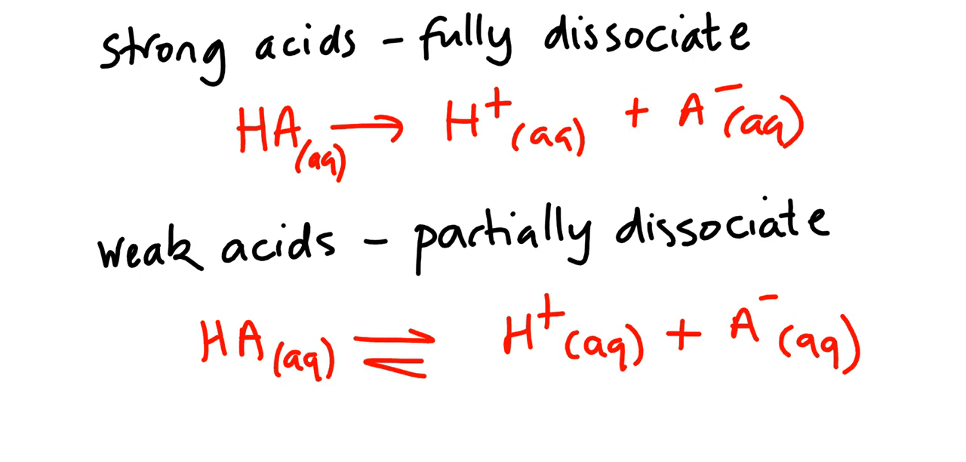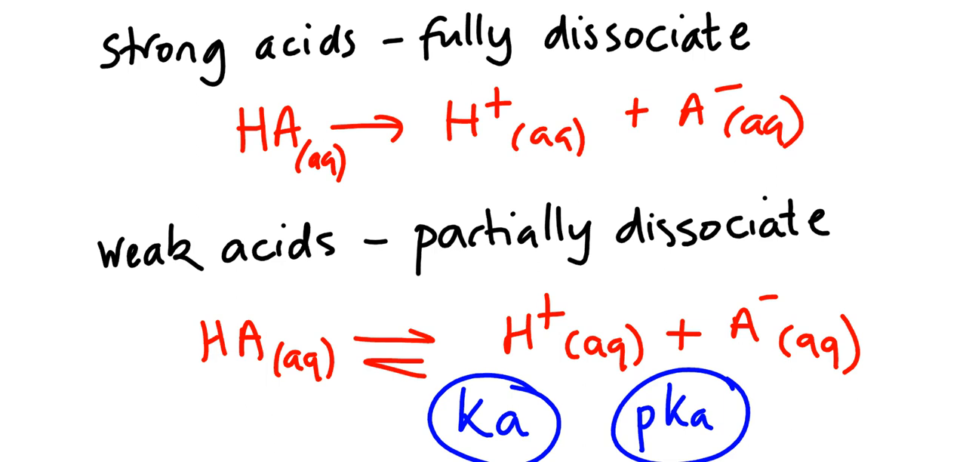Now, when you look at an exam question, one of the key things is, how do you know whether something is a strong acid or a weak acid? The key thing to look out for is a Ka value. A Ka value is telling you that we are dealing with an equilibrium. So therefore, we must be dealing with a weak acid. Alternatively, we may end up with a pKa value. All of these things indicate that the acid is a weak acid.